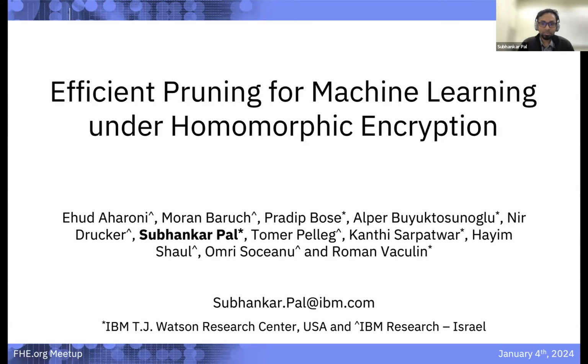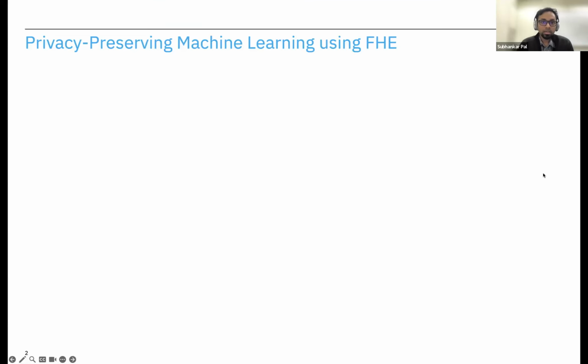So this is sufficient pruning for machine learning and homomorphic encryption. It's joint work between IBM Watson and our colleagues at IBM Research Israel. So I want to thank them for their contributions, and with that, we'll get going.